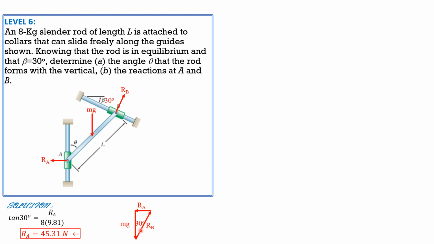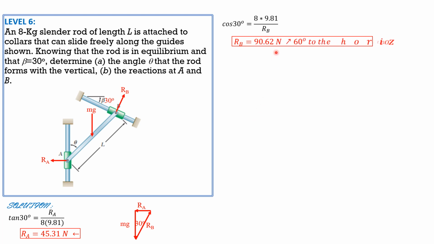Then cosine of 30 degrees equals mg, 8 times 9.81, over RB. So RB is equal to 90.62 newtons directed up to the right at an angle of 60 degrees to the horizontal, because it is 30 degrees to the vertical, so 60 degrees to the horizontal. We always express the directions to the horizontal.